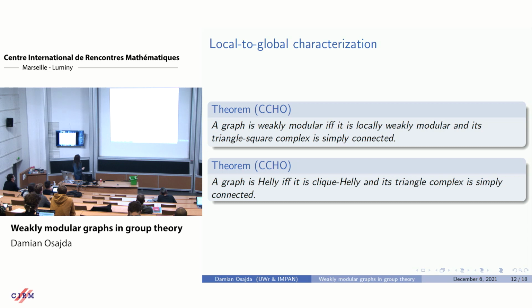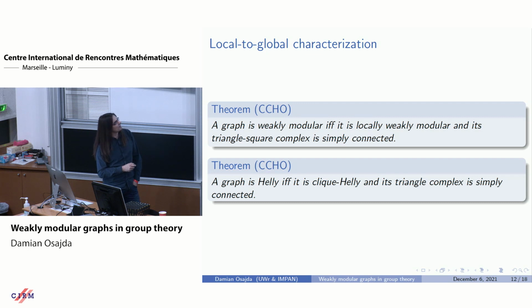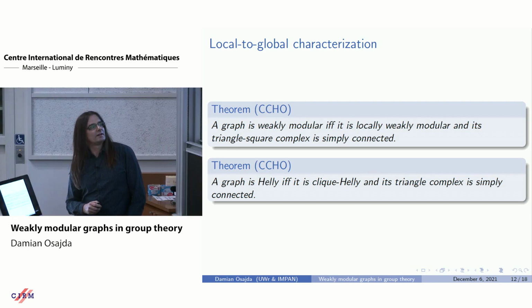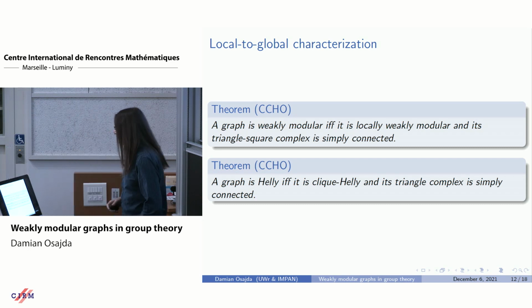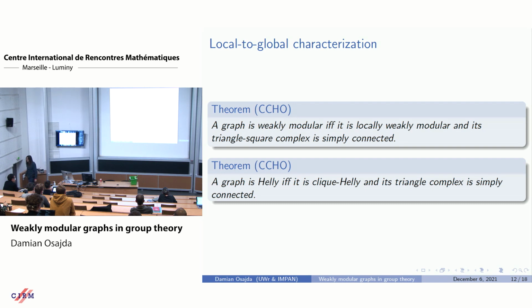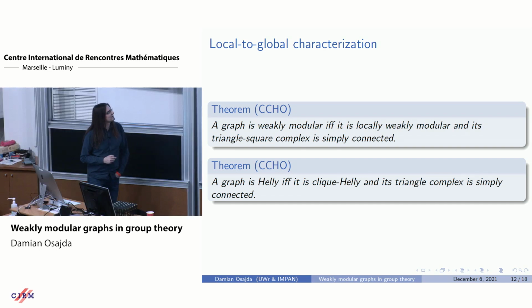So again, this graph is Helly if it satisfies this local condition and its triangle complex is simply connected. In a Helly graph you only need to kill triangles. It's not true in weakly modular graphs, because the square, the four-cycle, is weakly modular, and of course there are no triangles, so there is nothing to kill, but still the homotopy is non-trivial. So this is a related result, and from my point of view this is actually the basis of the recent burst of using Helly graphs in group theory. So yes, we are very proud of it.